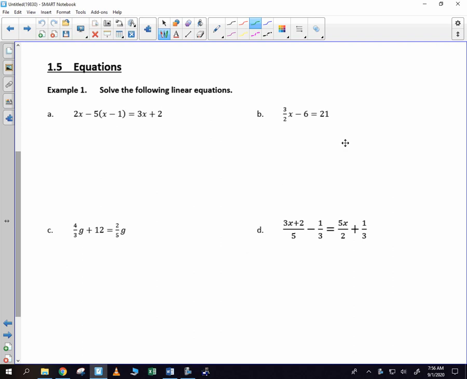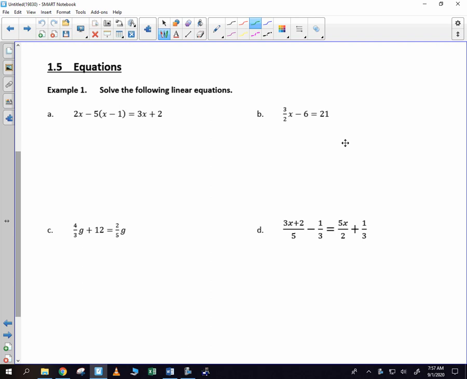Okay, pre-calculus or college algebra. We are beginning our unit, or well, our lesson on solving equations. Today we're going to work on linear and quadratic. When it says linear, that means x is to the first power. So if you look at all of these situations, the variable is to the first power. You don't have x squared or 1 over x or anything like that.